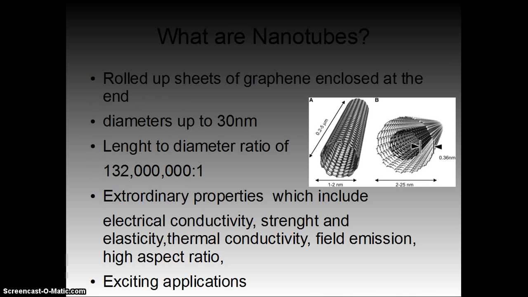What are nanotubes? Basically they're rolled up sheets of graphene enclosed at the end. They typically have a diameter of 1 to 30 nanometers. They have an incredible length to diameter ratio of 132 million to 1. They have really incredible properties which include electrical conductivity, strength and elasticity, thermal conductivity, field emission, high aspect ratios. Really exciting applications for the future.